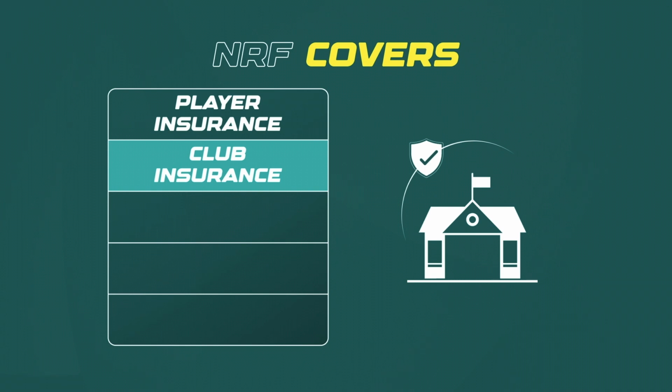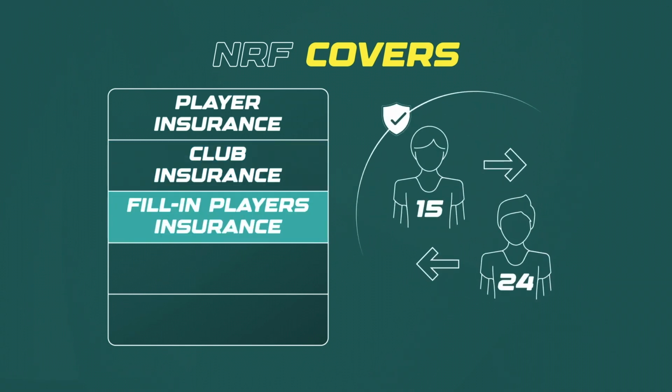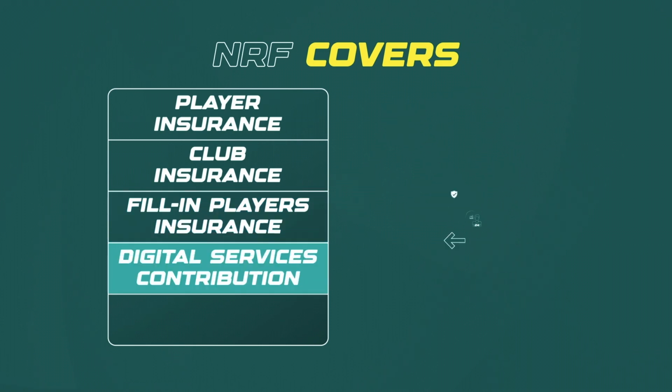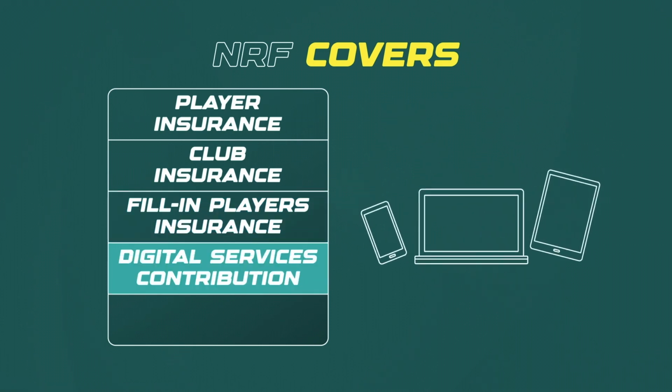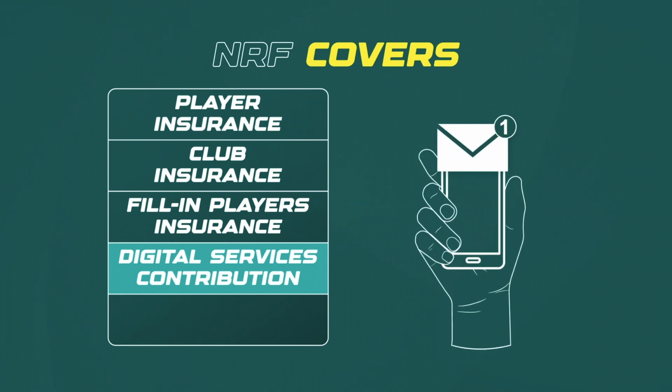As part of this contribution, fill-in players will also be fully covered in case of injury for one game. The NRF also covers a digital services contribution to support ongoing improvements to technology experiences for all clubs and participants. Just one example of an improved experience is the integration with Officials HQ, where a captain receives an email prompt after a game to fill in the umpire's report.